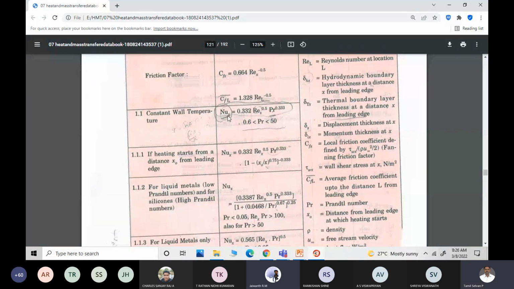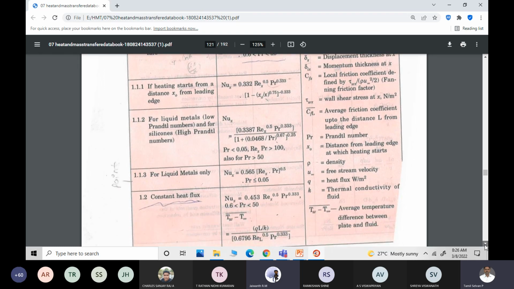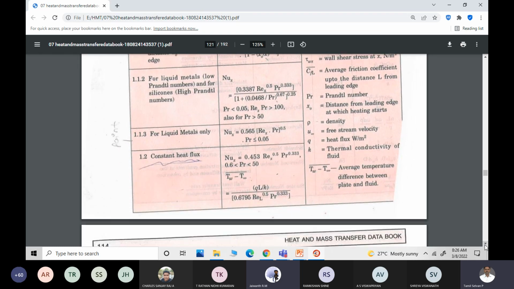So for the constant wall temperature problem, the local Nusselt number is 0.332 Reynolds number to the power 0.5, Prandtl number to the power 0.33. That particular expression you have to use. So that is the local Nusselt number. The average Nusselt number is 2 times that. I think it will be given here somewhere.